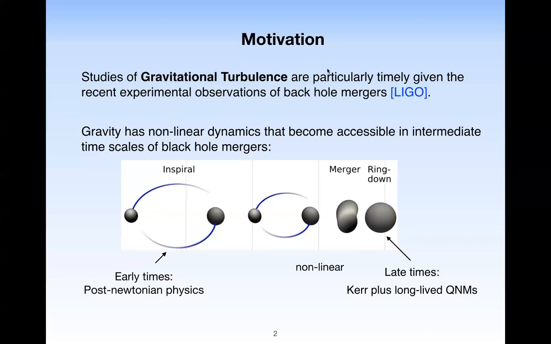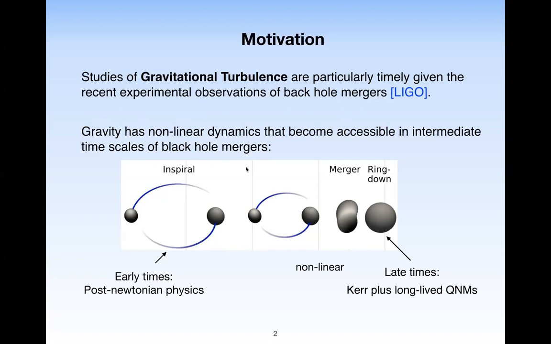And the reason why we want to do this now is because we believe that studies of gravitational turbulence are particularly timely at the moment, especially given the recent experimental observations of black hole mergers, thanks to the LIGO collaboration. Such black hole mergers essentially give us a window to the nonlinear dynamics of gravity. And as such, they're an ideal arena for us to look for new physics, and in particular for the physics of gravitational turbulence. Let me elaborate a bit on this.